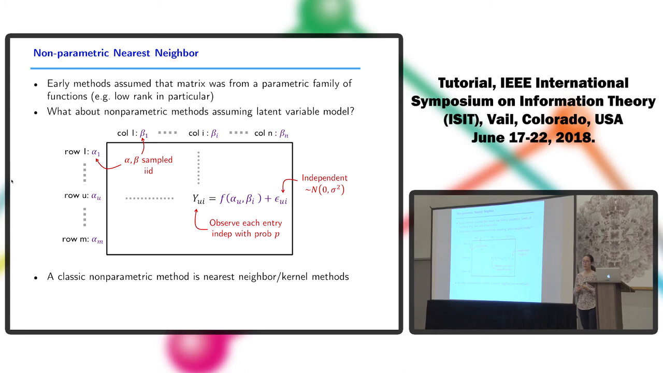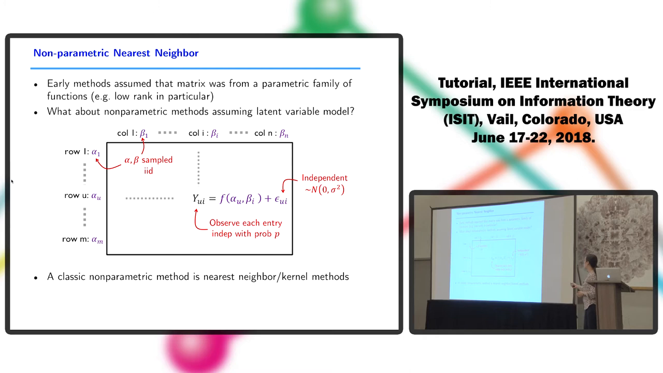To give a quick refresher of what these latent variable models are, recall that they came from this nice property of exchangeability. We assume that the rows are associated with a latent variable alpha, which is sampled IID from some underlying latent space that we don't know.